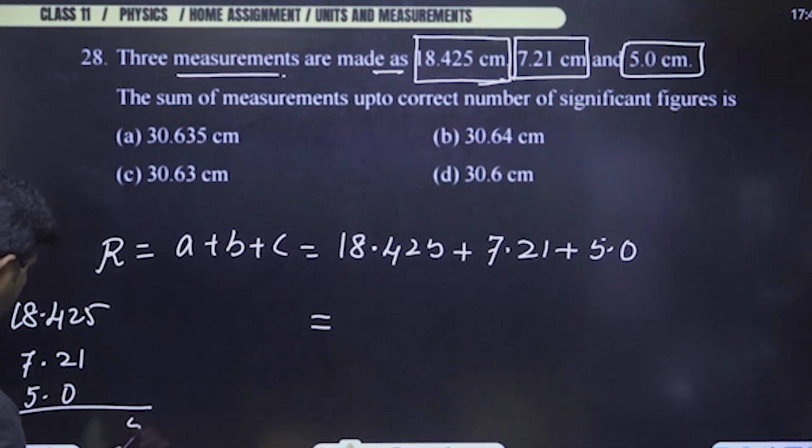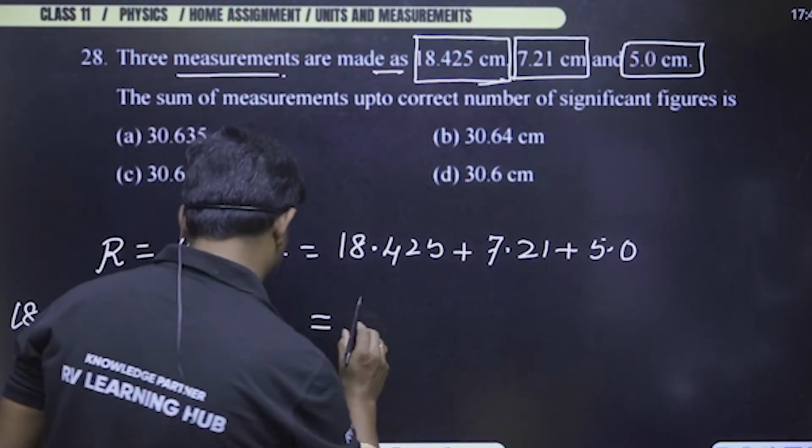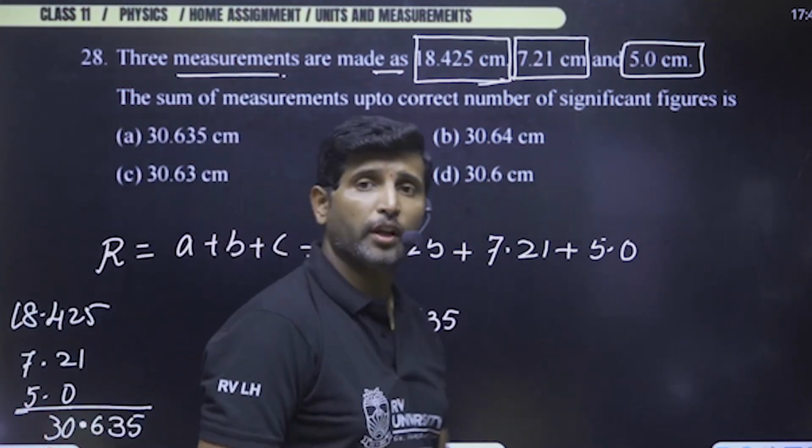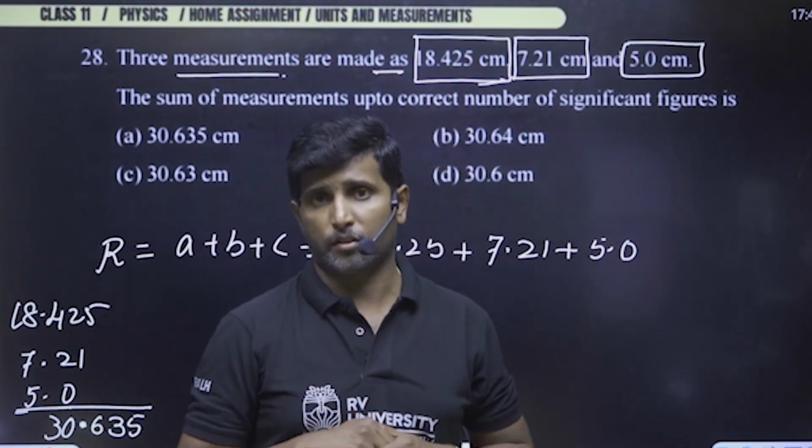Whenever we add, we will get 5, 3, 6. Again 5 plus 1, 12. 12, 18, 20, that is 22 something you are getting here. Is it right or not? So observe this value here. You will get the answer nearly 30 point something. You will get 30.635. So whenever we are adding the numbers, we have to concentrate on the decimal places of the least decimal places.